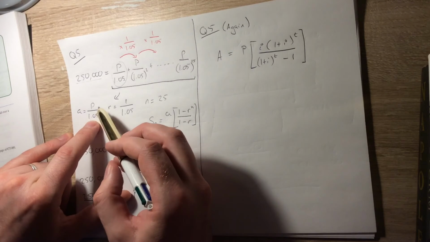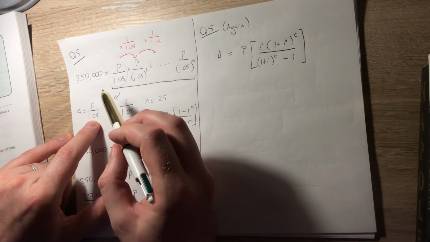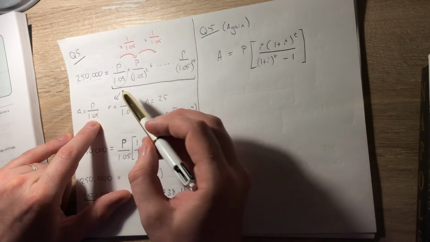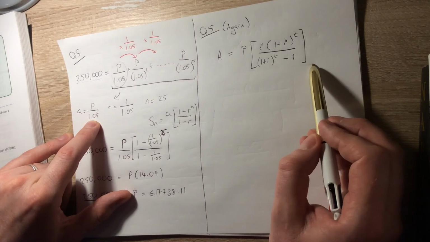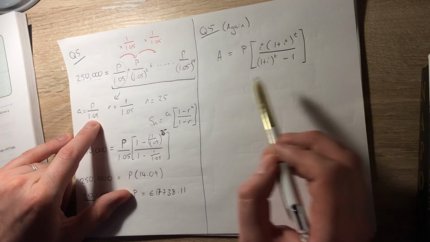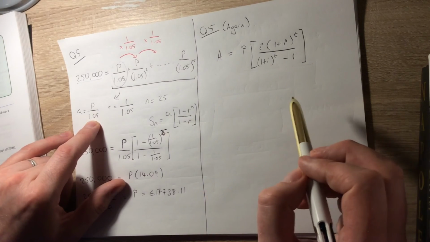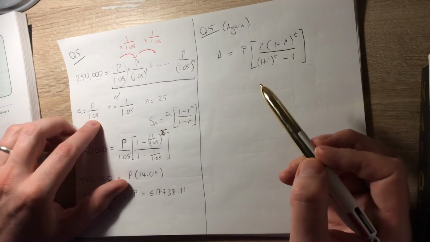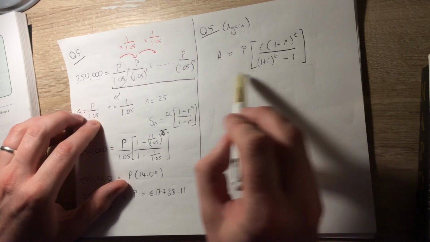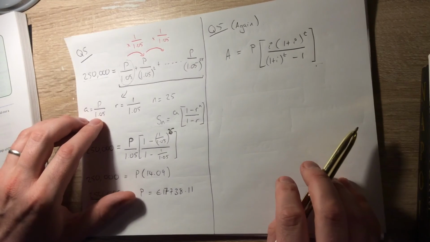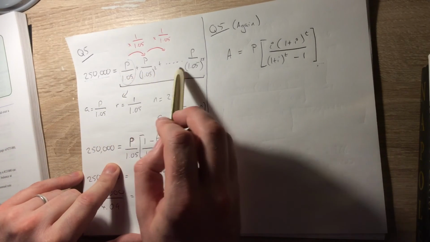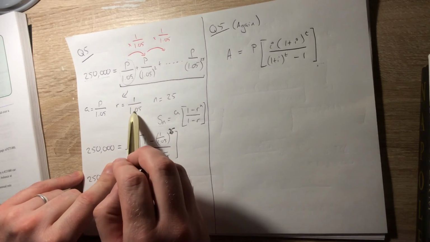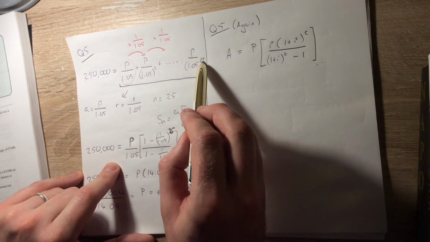Were it the case that she was taking her first payment of the pension on the day she retires, you wouldn't be allowed to use this formula. It's only if she's taking each payment at the end of a payment period, and that's equally true for loans and for mortgages. This formula only works at the end of the payment period. So there's the first term in the geometric series. The common ratio is 1.05, and you've got 25 terms.